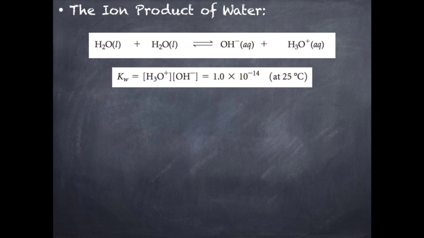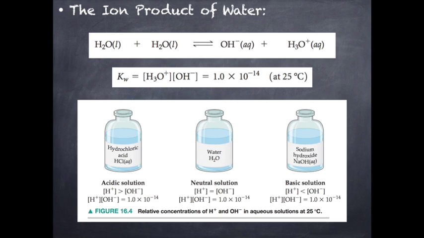Because remember, as long as we're at constant temperature, your equilibrium constant doesn't change. Now, this value is extremely important as we prepare to be calculating pH and pOH, as you'll see in just one second. So just as a review, if your concentration of hydrogen ions is higher than the concentration of hydroxide ions, that means you have an acidic solution.